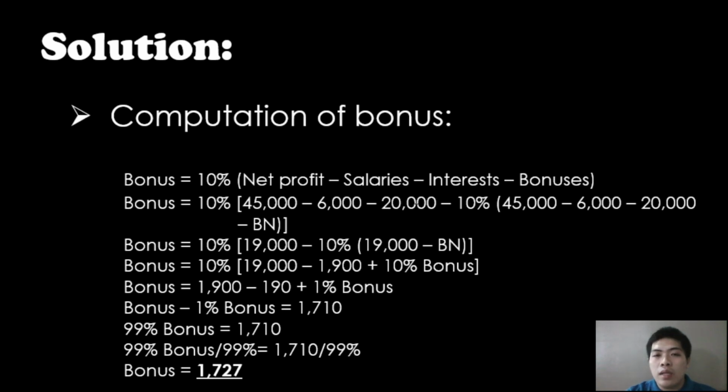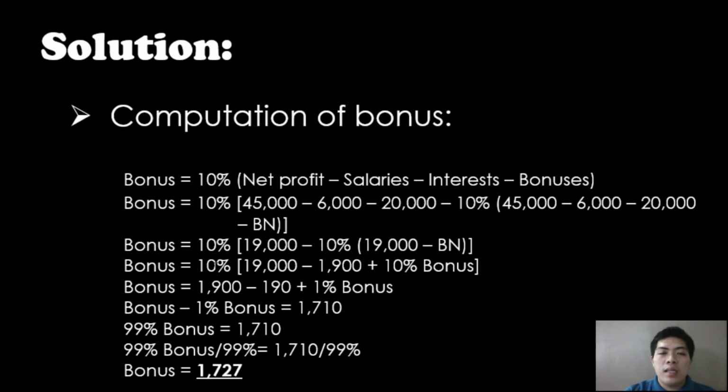So, kopyahin lang to dito. So, 10% daw ng 45,000 na net profit minus salaries sa 6,000 minus 20,000 na interest, then minus bonus. Then, isimplify muna yung nandito. Yung net nito, we have 19,000 minus bonus. Then, in-net din dito, we have 19,000. Then this time, i-distribute. Yung 10% times 19,000, we have 1,900. Then 10%, we have bonus. We have positive 10% bonus kasi nga negative, negative.